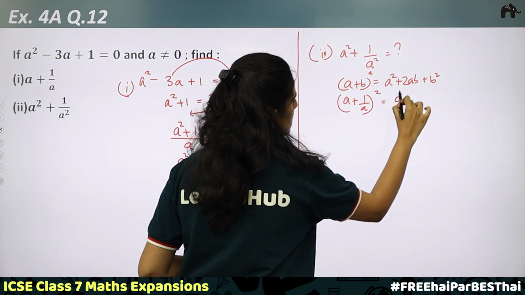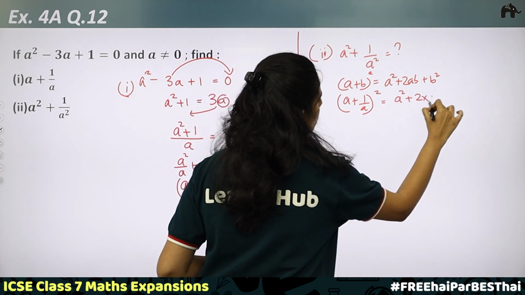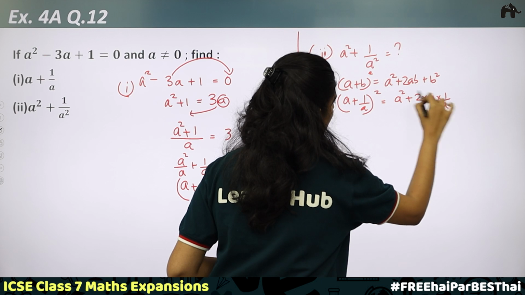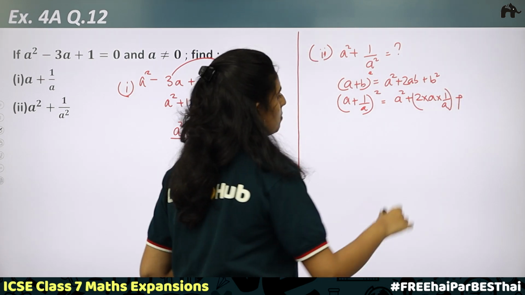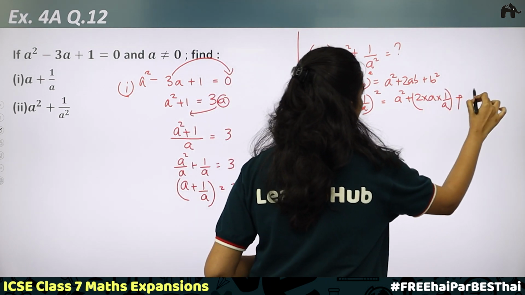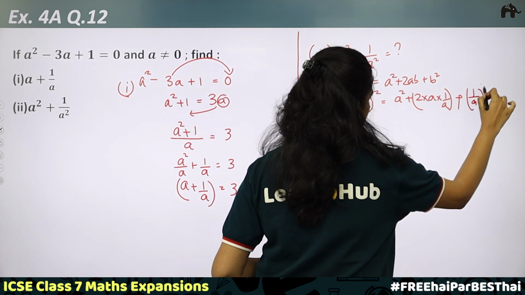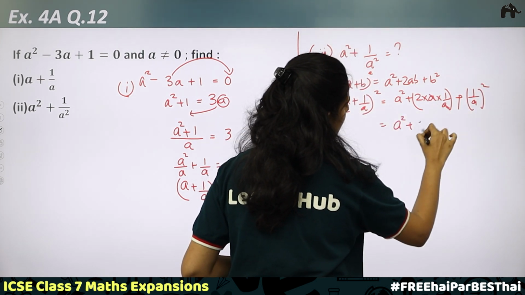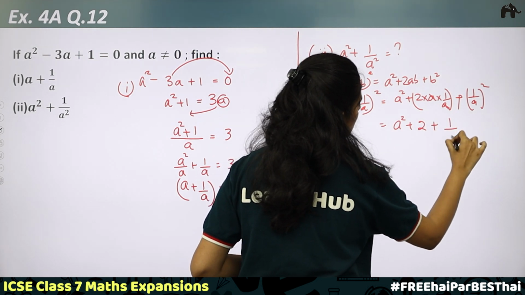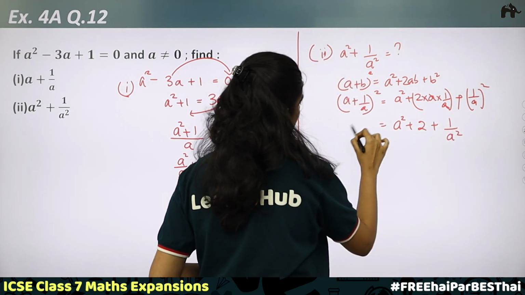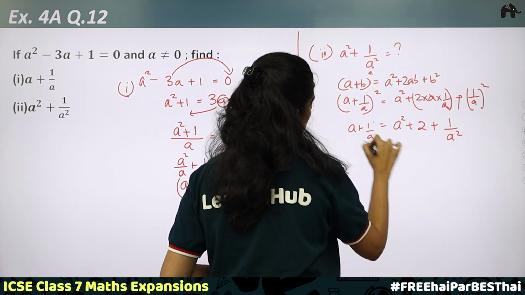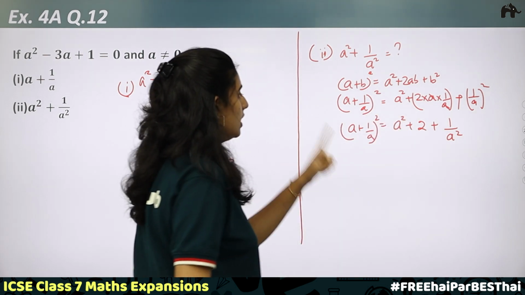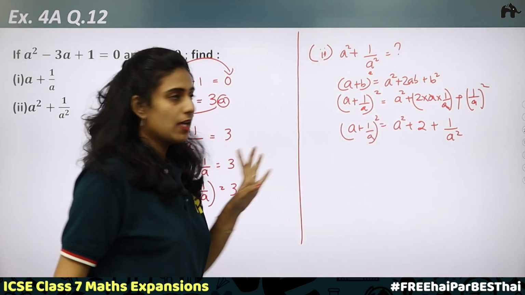Now, what is (a plus 1 by a) whole square? It will be a square plus 2 into a into 1 by a plus b square, b square will be (1 by a) whole square. So a square plus, cancelling a, we get 2 plus 1 by a square. That is (a plus 1 by a) whole square. Okay, we need to find what is a square plus 1 by a square.